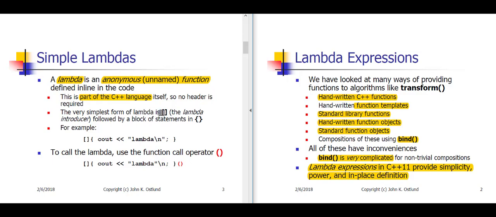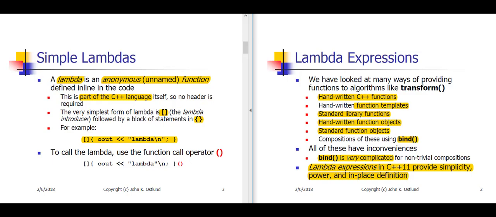To introduce a lambda, you type a pair of square brackets. This is literally called the lambda introducer. It tells the compiler that you're in the process of defining a lambda expression, that is, defining an in-place function definition, and you enclose one or more statements in curly braces as you would do with an ordinary function. So here we have an example of a lambda expression that only contains one statement, namely it displays to cout the string lambda and a new line.